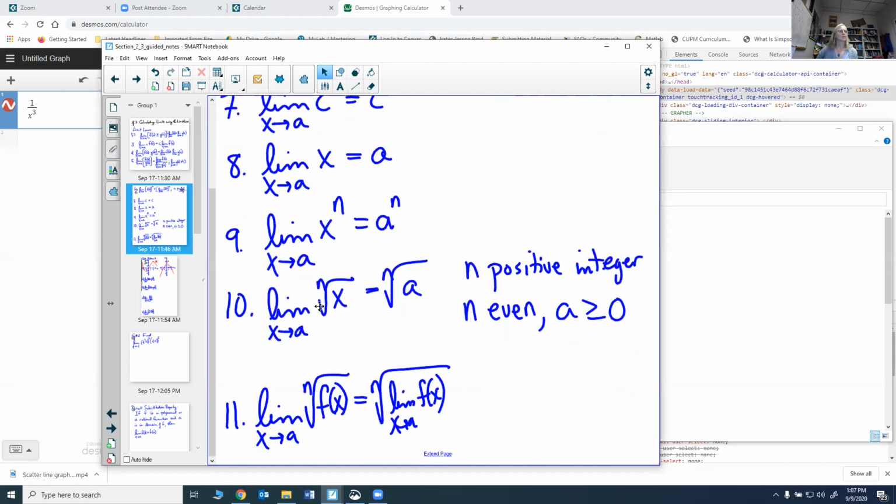The limit of the nth root of x is just the nth root of a, provided that n is a positive integer. If n is even, then your a can't be negative. So a non-negative number needs to be in here, because you can't take the square root or the fourth root of negative numbers. And this one is similar: if you've got the limit of an nth root of some function, you can pull the nth root out and find the limit first and then plug it in. So these are all our limit laws, and we're going to use these limit laws to find some limits.